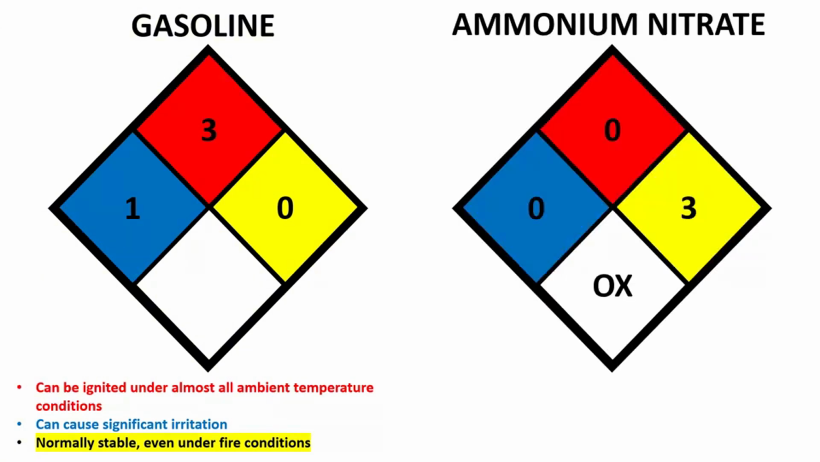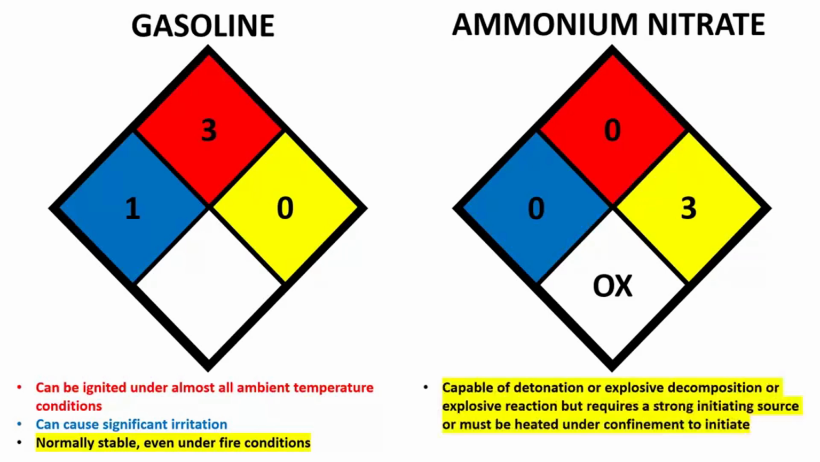Another example, let's look at the diamond for ammonium nitrate. So here we see a 0 in the red quadrant, which is for the flash point, so that indicates a material that will not burn. We see a 0 in the blue, which is the health quadrant, which indicates that we have a normal or non-hazardous material. We have a 3 in the yellow quadrant, so that indicates that shock and heat may detonate this material, and we see under the special hazards that this is an oxidizer.